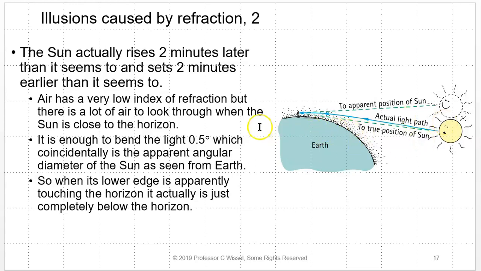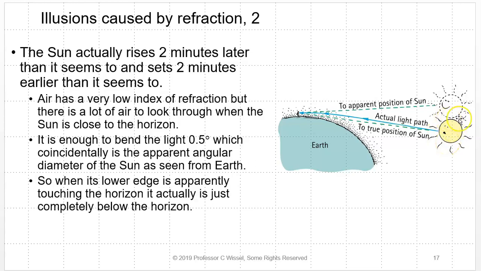But the atmosphere, especially when you're looking at a grazing angle like this, is thick. So there's a lot of air to look through, and even a tiny difference is enough to cause a refraction. It's actually enough to bend the light half a degree. Coincidentally, that is the apparent size of the sun as seen from the Earth.